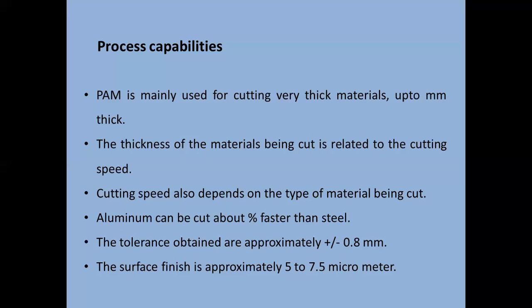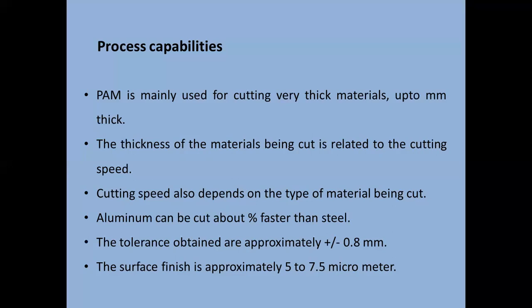The higher the cutting speed, the higher the material removal rate will be. That you have to keep in mind. Aluminum can be cut about 20% faster than steel. See, aluminum material is a little softer than steel. So around 20% of production time is reduced while machining aluminum when compared to steel. Okay, that's how the cutting speed and the type of material influence the process parameters.